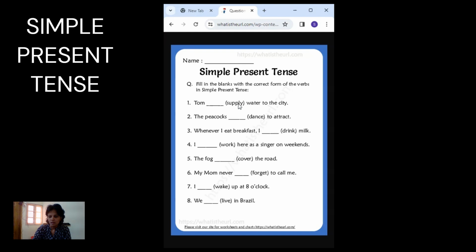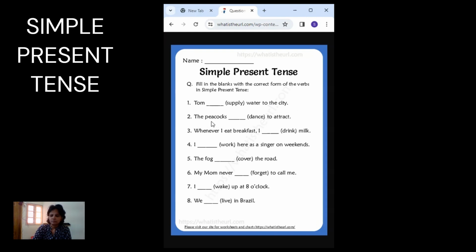Here, supplies. We take the y and we add ies, supplies. It means Tom supplies water to the city. This feels like some kind of future tense, but it is regular. He does this every day, so we use simple present tense. Tom supplies water to the city. That is how we say it.